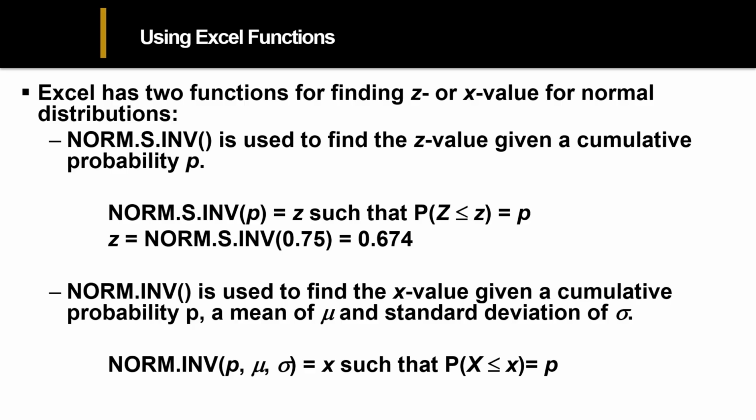Sure enough, it kicks out what that z-value was that we found in the table but didn't have that thousandths decimal place for, but turns out to be 0.674. Again, if you don't standardize a normal distribution, you can use the non-S or the norm.inverse function, and that'll do the same thing. But since it's non-standard, you have to provide the mean, mu, and the standard deviation, sigma.